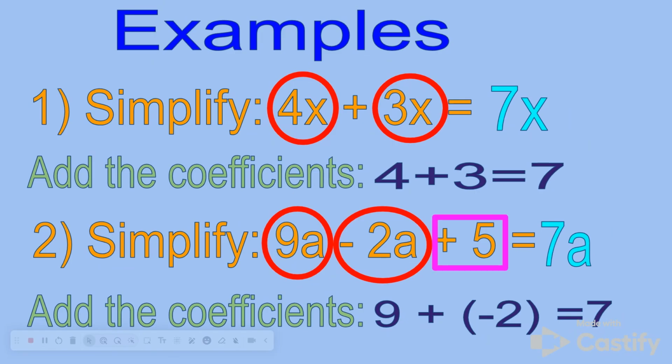And then we have this plus 5 at the end. It does not have an a, which means it is not a like term. We cannot put it into this 7a. 7a and 5 can't go together, so all we do is write it at the end. So our simplified expression would be 7a plus 5. 7a and 5 cannot be combined. They do not have the same variable because this one doesn't have any variable at all. So that would be my simplified expression.